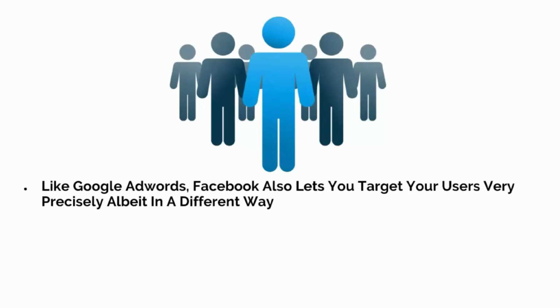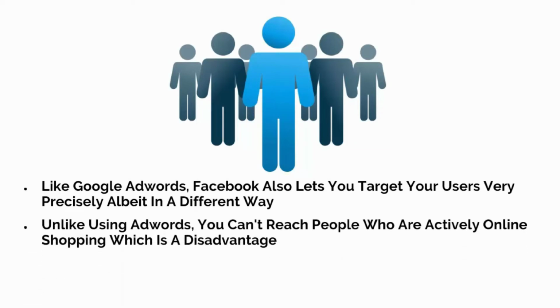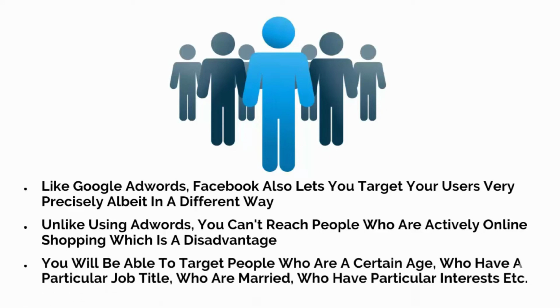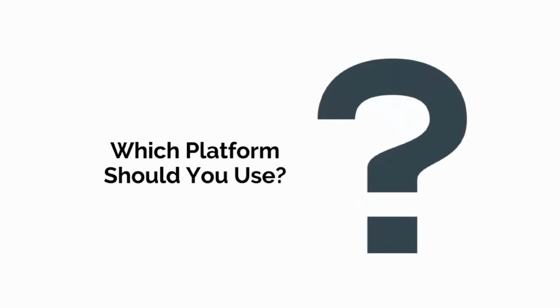Then again though, Facebook marketing gives you a lot of advantages that you only get from using a big platform with lots of powerful tools. You get highly advanced tracking and statistics that let you see a graph showing your clicks, your likes, your conversions and so on for a particular ad. Like Google AdWords, Facebook also lets you target your users very precisely, albeit in a different way. Unlike using AdWords, you can't reach people who are actively shopping online, which is a disadvantage. On the other hand though, you will be able to target people who are a certain age, who have a particular job title, who are married, who have particular interests, etc., etc.